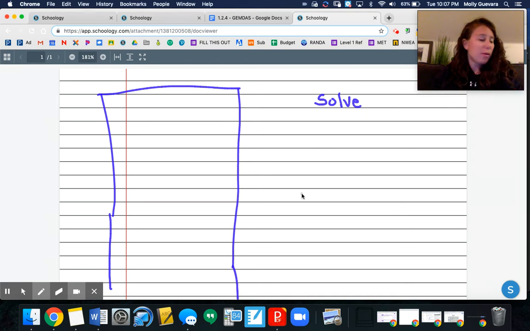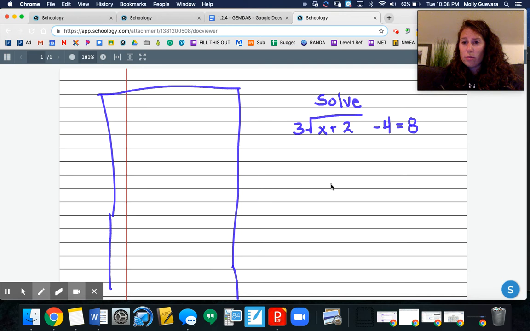So the other example I want to talk about is a solving problem. So 3 times the square root of x plus 2. And then the minus 4 is going to be outside the square root, so make sure it's not underneath the square root, equals 8. Okay, so now when we solve, we're actually going in the opposite order, right?